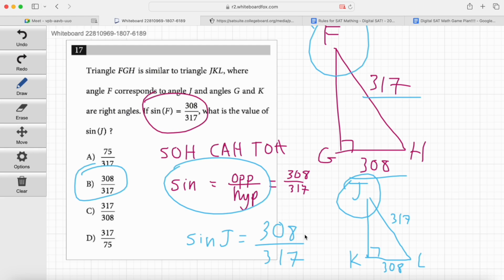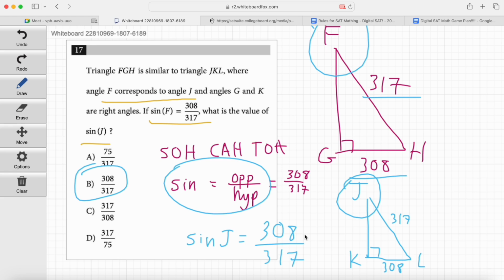Or, if you really understood the question, they give us the sine of F in the question. That's where we got these side lengths from. And if you just recognized that F corresponds to J, then we know the sine of F has to equal the sine of J, without even drawing the triangles. Does that make sense? This is a funny question. If you really understand it, you don't necessarily need to go through all the steps. I still recommend it, but you don't need to here if you understand it.